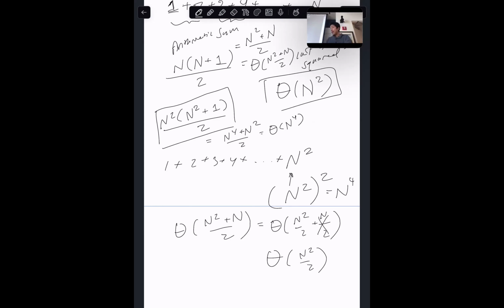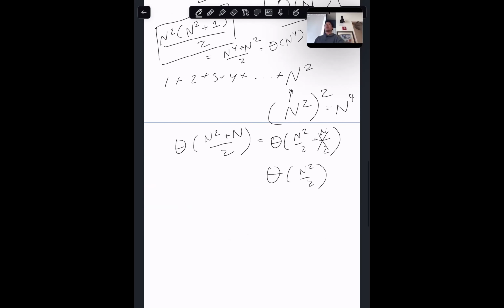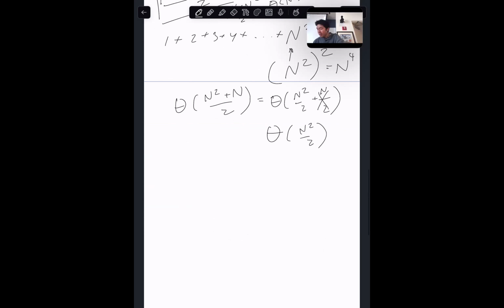We know that now we essentially don't need to care too much about constants. So that's why theta of n squared over 2 ends up becoming theta of n squared, which is the answer to the original problem. Any questions on this?